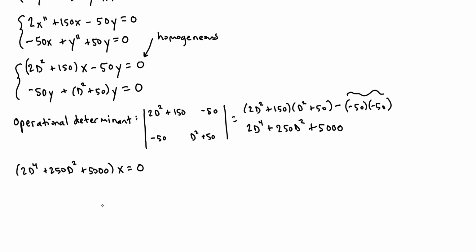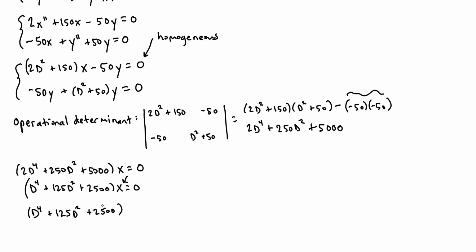Let's go ahead and reduce this a little bit and divide everything through by 2. We get D to the fourth plus 125D squared plus 2500 x equals 0. And keep in mind, it's going to look exactly the same if we have a y right here. Also, the characteristic equation is going to look just like our operational determinant. So what I'm going to do is actually use the operational determinant as the characteristic equation. The only difference is this one has a D, the other one would have an r.